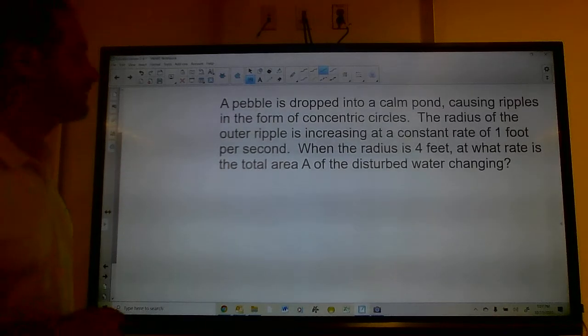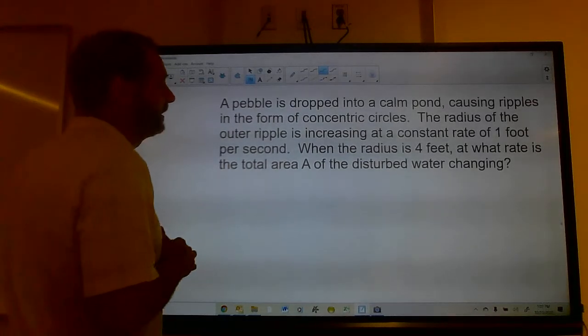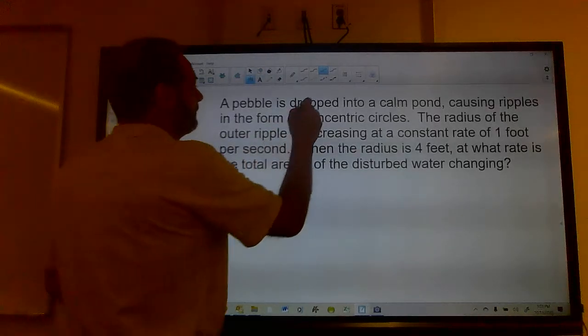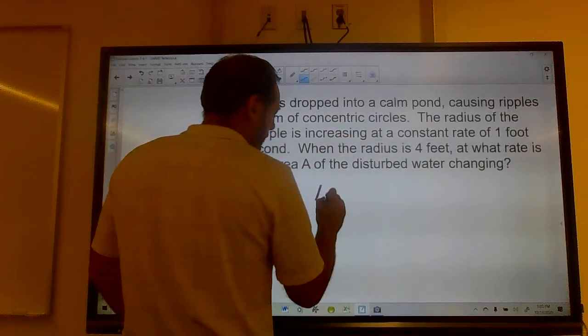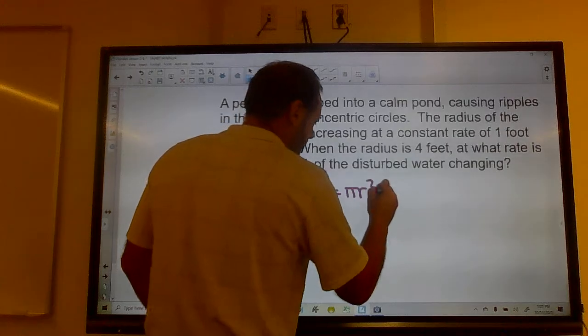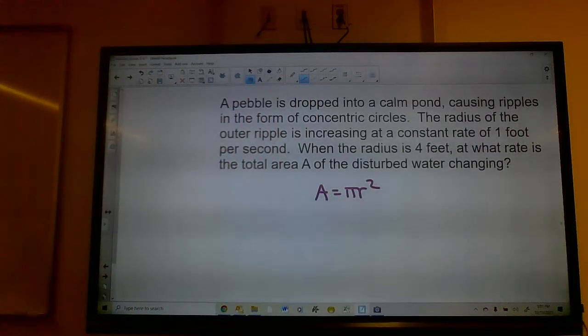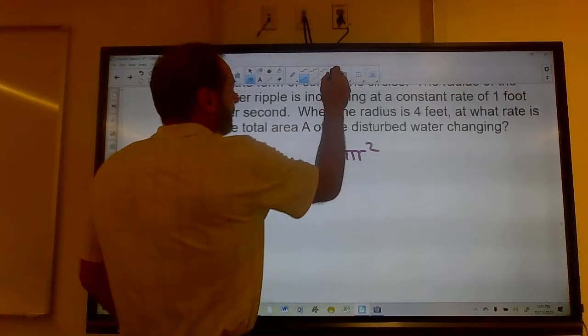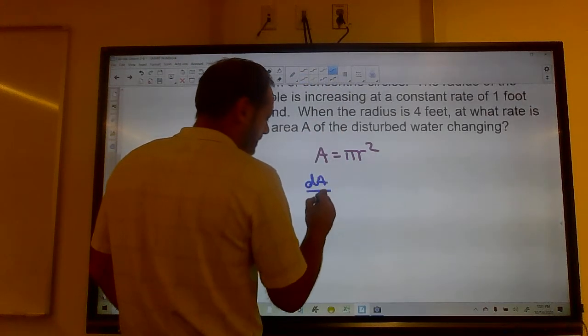Okay, so we've got to remember a little bit of geometry here. We've got to figure out what our related rate is going to be. We've got radius and we've got area, so we're going to use the formula area equals pi r squared because it's concentric circles. So we want the rate of the total area, when the radius is 4, what is the rate of the total area A of the disturbed water changing? So we're going to find dA/dt.